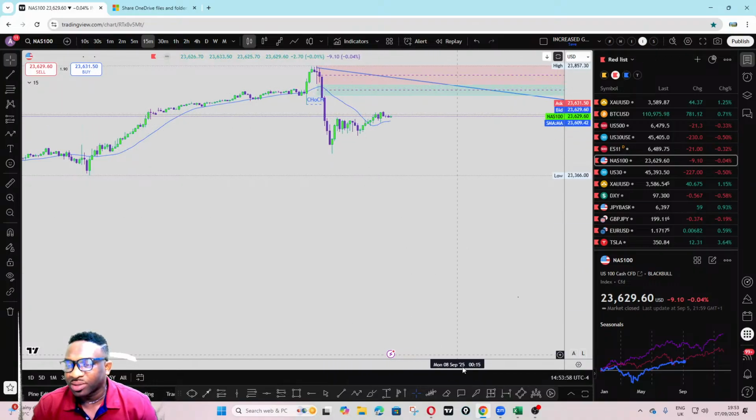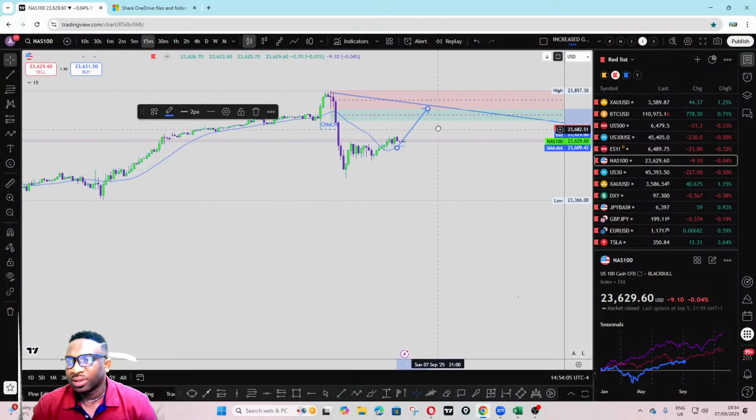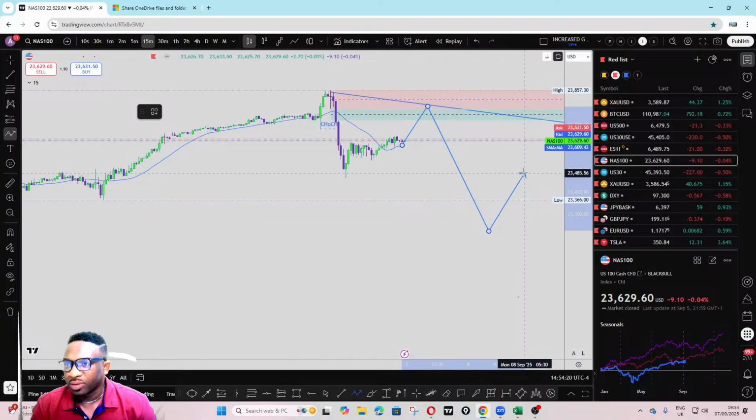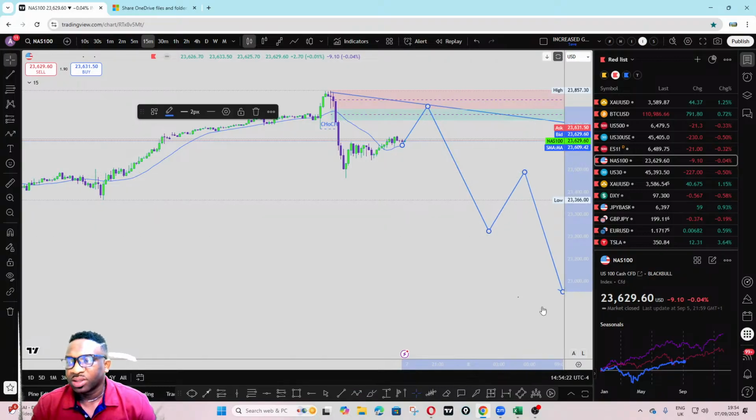So we expect price to push to fill these imbalances, giving us the confirmation to sell this to fill these areas below. So this is what I'm looking at.